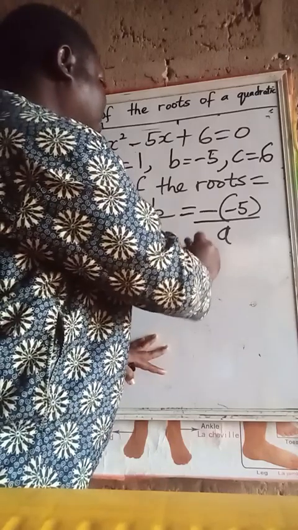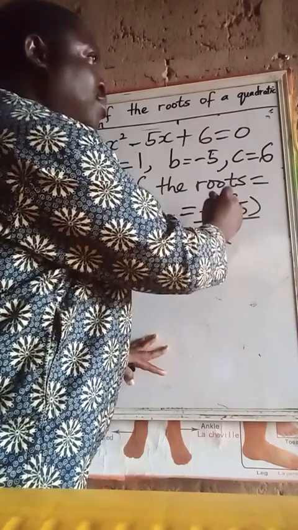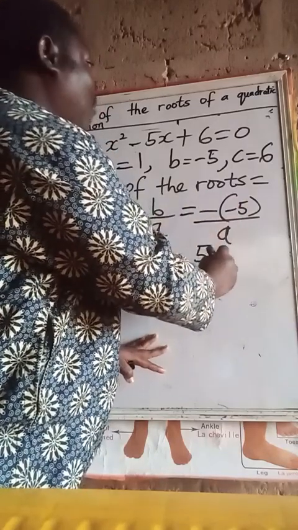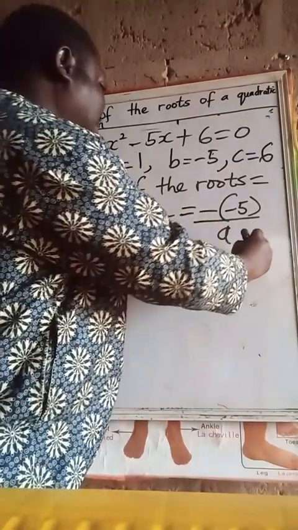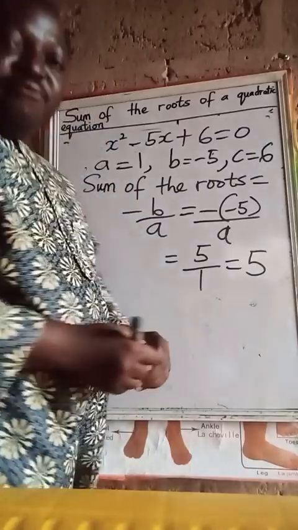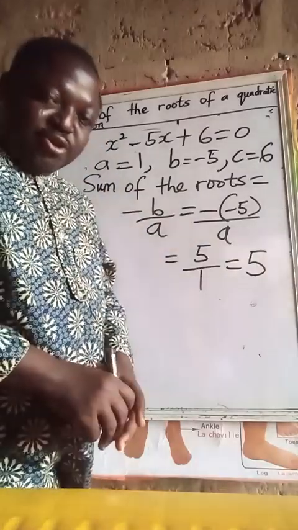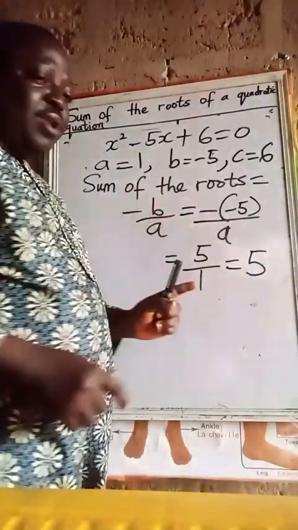So minus times minus, that is plus. So this is minus times minus plus, so plus 5 over a is equal to 1. 5 over 1, that is equal to 5. And that is the application of this formula.